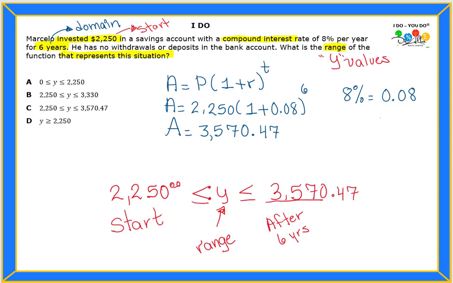So we need to find out how much money he's going to finish with after the 6 years. And we need to know how much money he's going to start with, right? And once we do that, we look at the answer choices. And yep, we have letter C as an answer.